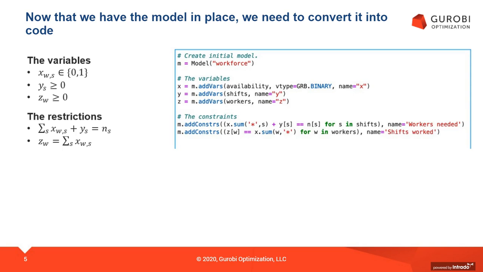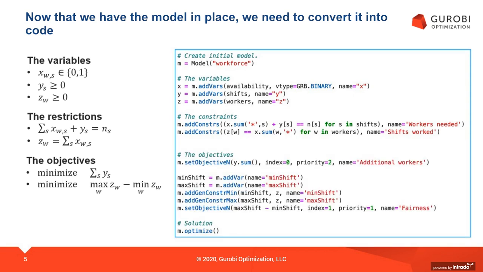Next, we have the restrictions. In the restrictions, we now formalize what we said before in code. You can see that we have the first and the second constraint that says how many workers we need for a given shift and how many shifts a particular worker worked. And you can see how we can use expressions like a summation over all the variables here very natively to Gurobi. And lastly, we have the objectives.